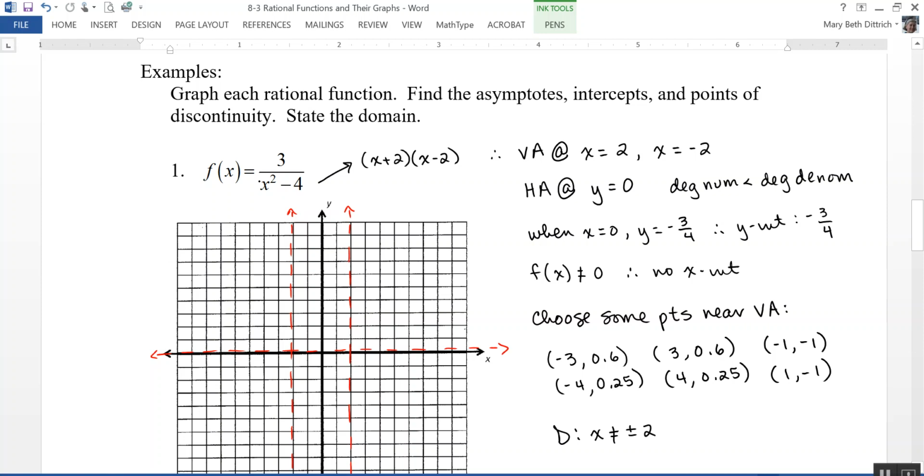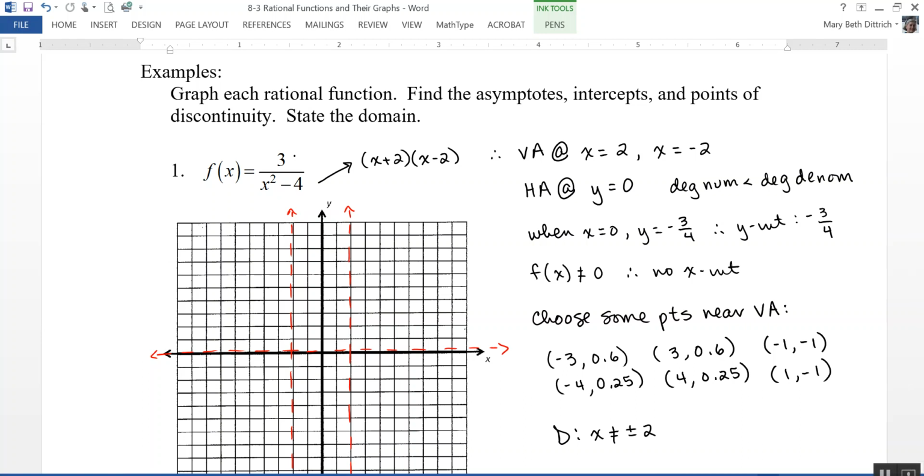Now let's find our intercepts. So when x equals 0, when I plug in 0 for x, I get that y equals negative 3/4. Therefore, my y-intercept is going to be negative 3/4. And f of x cannot equal 0. In other words, my numerator can never equal 0, so I'm not going to have any x-intercept.